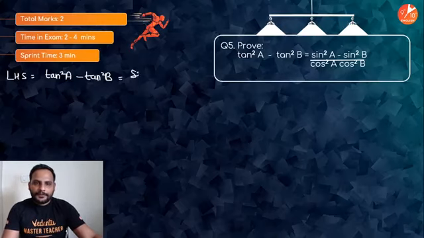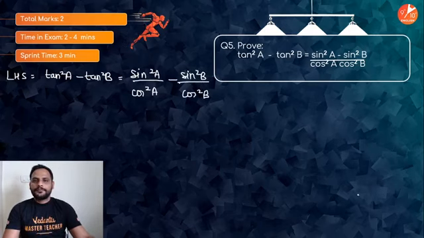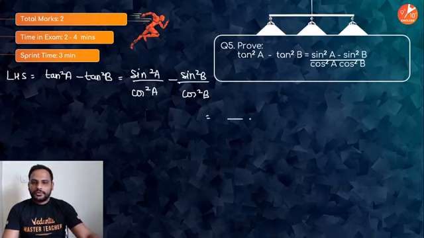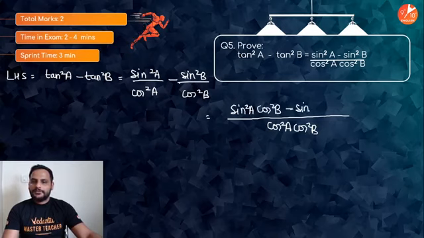So it will be equal to sine square A upon cos square A minus sine square B upon cos square B. Now take the LCM. Cos square A cos square B will be the common denominator. Here, to get cos square A cos square B, I have to multiply by cos square B. So here I will get sine square A into cos square B minus, here I have sine square B, and I have to multiply by cos square A to make the common denominator, so into cos square A.